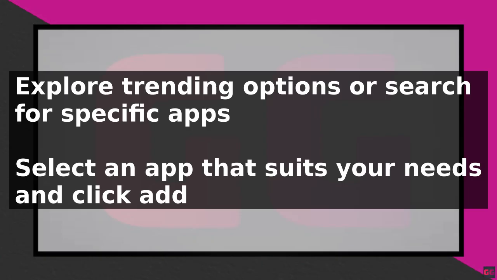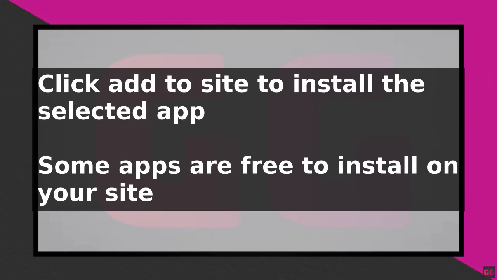You can explore trending options, search for specific apps, or select one that suits your needs. To add an app, simply click on it and then click Add to Site. Some apps are free to install. By following these steps, you can easily add apps to your VIX website.